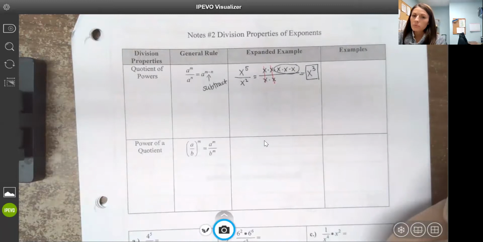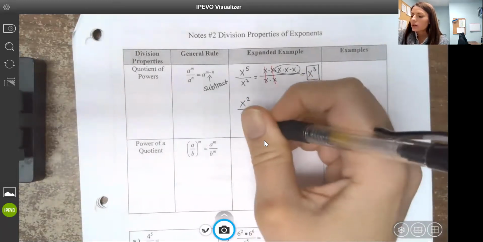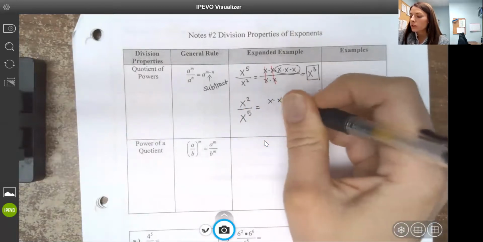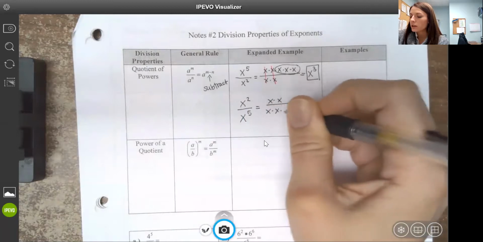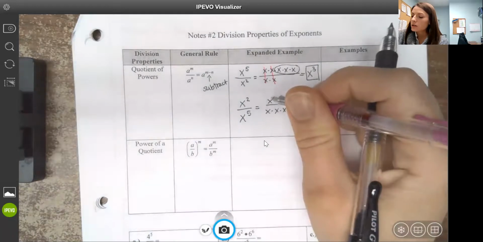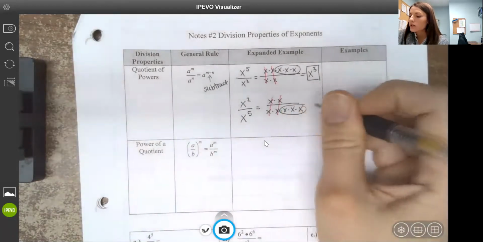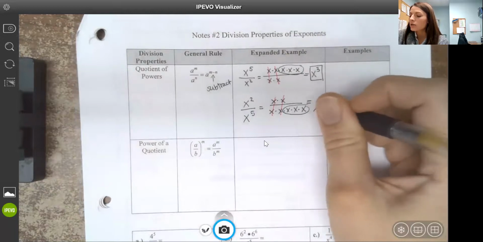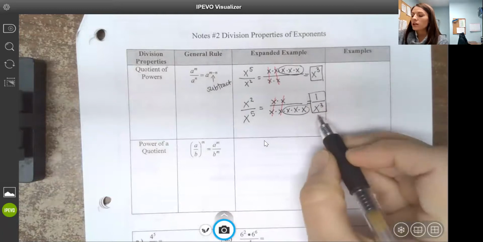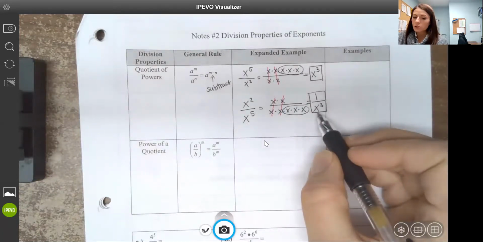I've eliminated it. If it was the other way around, if I had x squared in the numerator and x to the fifth in the denominator, let's look at what that would look like. That would still cancel these x's out and leave me with 3 factors of x. But in that case, the 3 factors of x live in the denominator. So I still need to write that as 1 over x cubed.